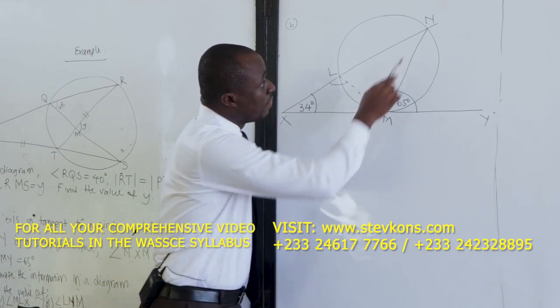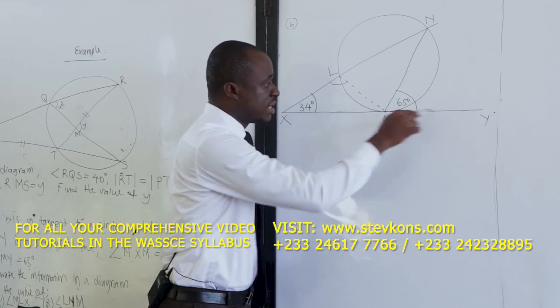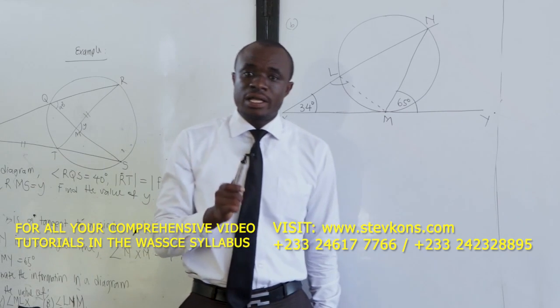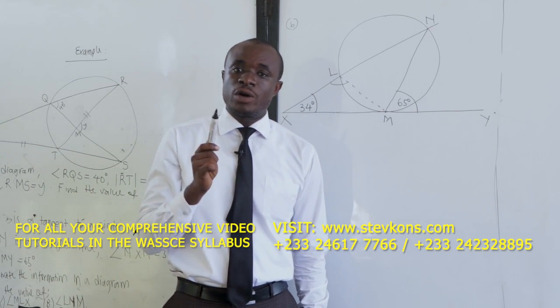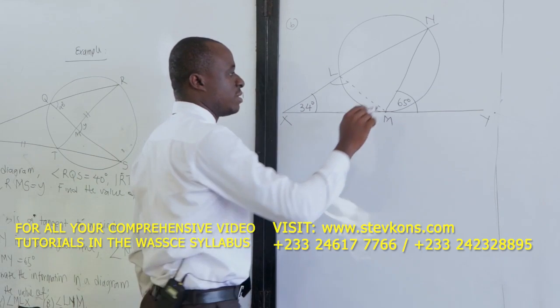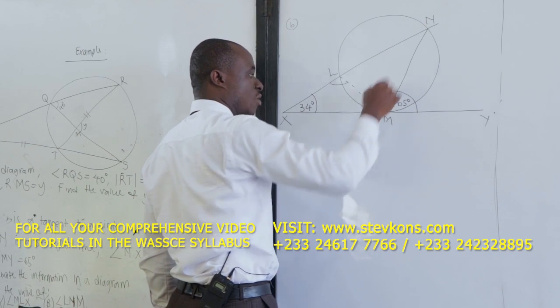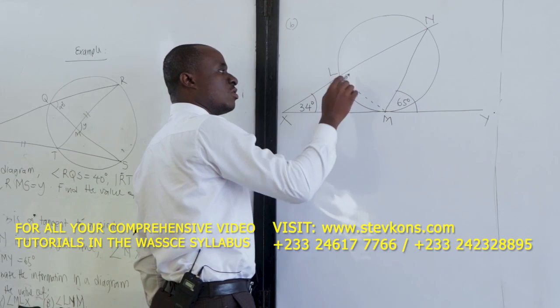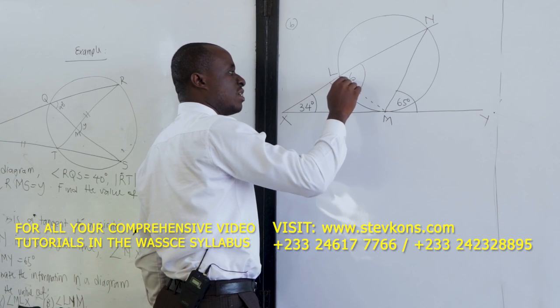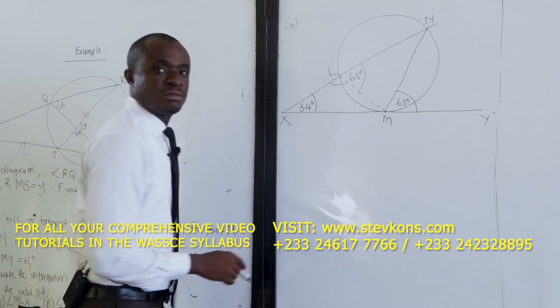Now, what can we say? This is a chord. This is a tangent. What do we know? The angle a chord and a tangent make is equal to the angle the chord makes in the alternate segment. So if this is 65 and this is the chord, we have the tangent, and the angle the chord is making in the alternate segment, this one is 65 degrees.